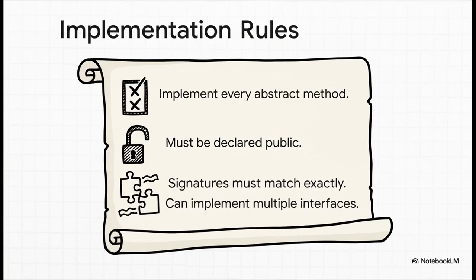Now, fulfilling the contract comes with some strict rules. You can't just wing it. First, you have to implement every single abstract method. No skipping. Second, your implementation has to be public. And third, the method signature, the name and the parameters, has to be an identical match.